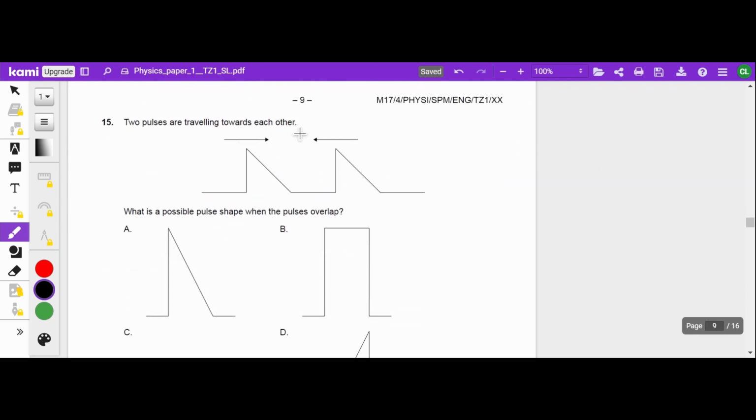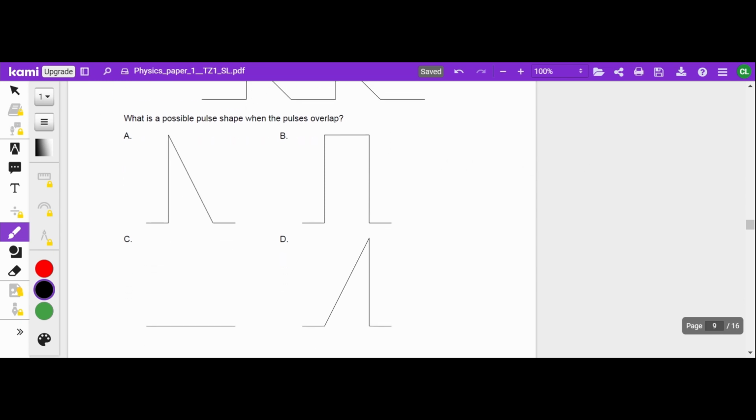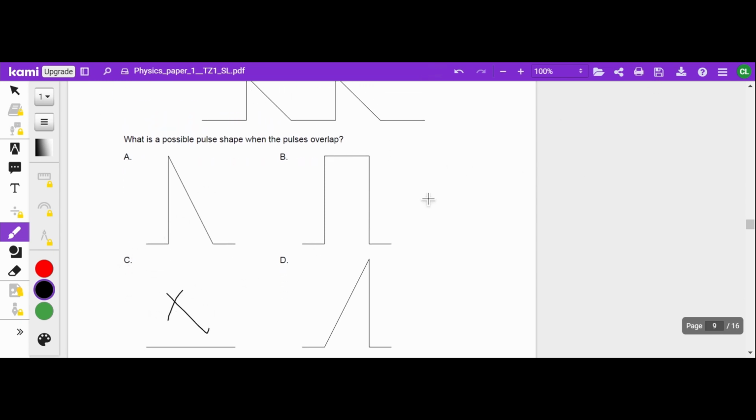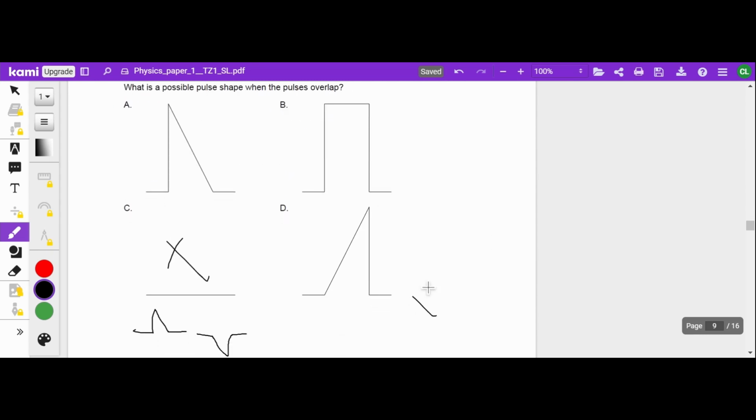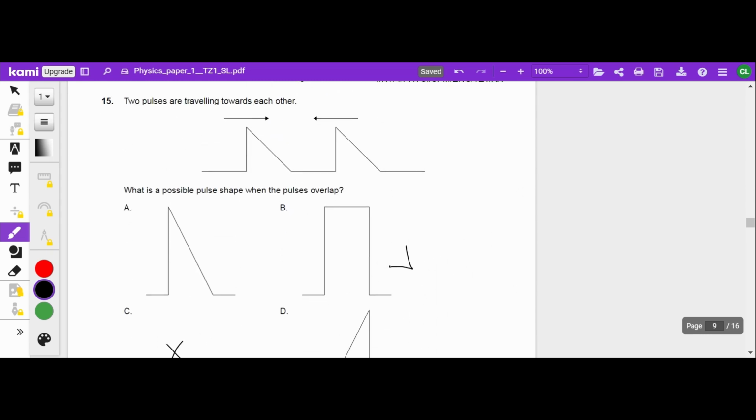Two pulses are traveling towards each other. What is a possible pulse shape when the pulses overlap? Well, it definitely can't be this unless it was this and this. And it can't be this because the shape is wrong. And this will only probably be possible if it was like this. So it can't be this either. So the only answer is this one.